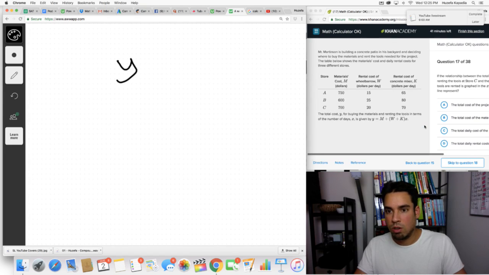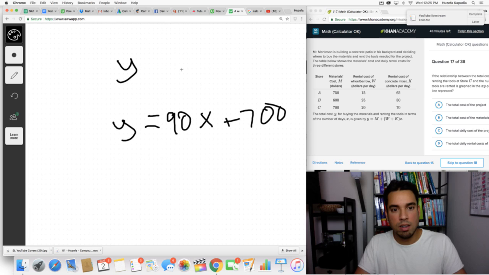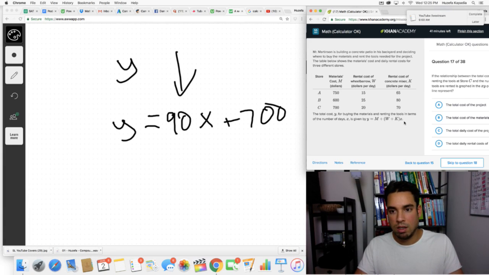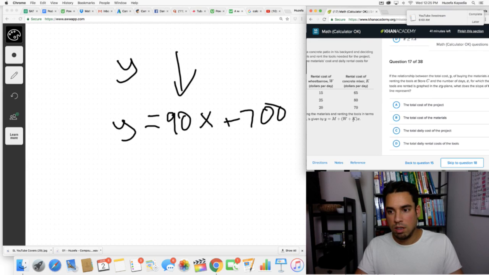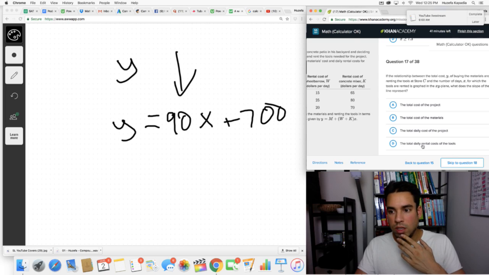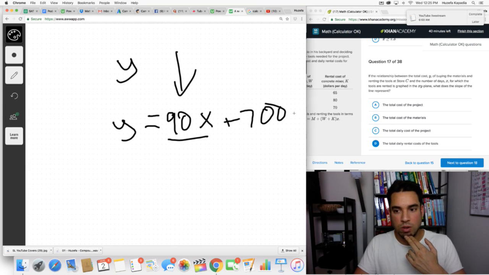Okay, so we're talking about C, and y is the total cost, and it's 90x plus 700, where 90 is the slope. The slope is how much incremental cost you have per day, which is kind of what they have over here. Oh, they even give us this. See, I didn't see this. It's the total daily rental cost of the tools. It's not the total cost of the materials or the project. The slope is just this 90. This is how much we're paying per day. Okay, let's move on.